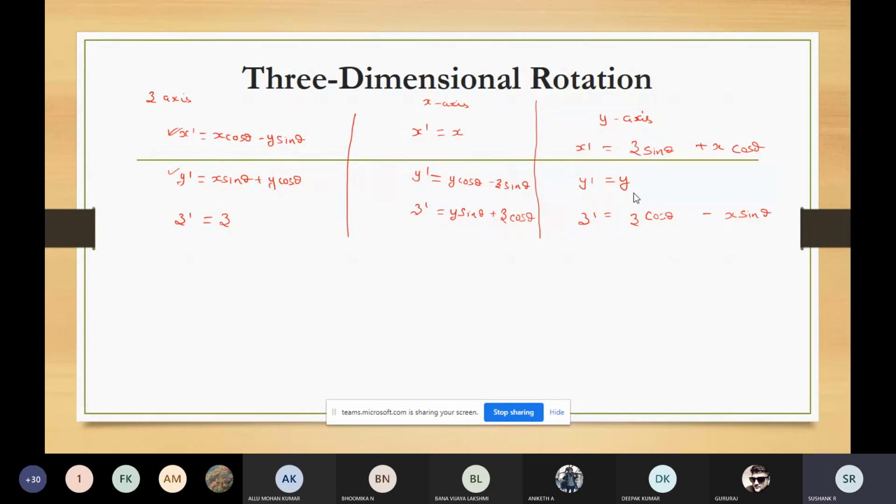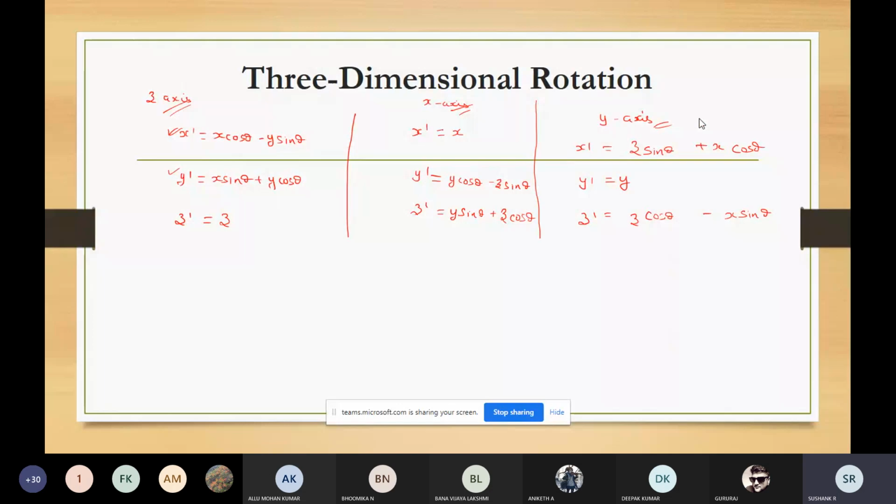If you know the basic 2D formula, from the 2D formula itself, you can generate these equations. So that is what I wanted to tell. What I'm doing is just extending the 2D formulas. The 2D formula we already know from module 2. The same thing I'm extending here. I'm not making any other changes. So these are the formulas to be remembered when you're rotating about the z-axis, x-axis, y-axis. If you know one formula, you can derive the other two formulas.